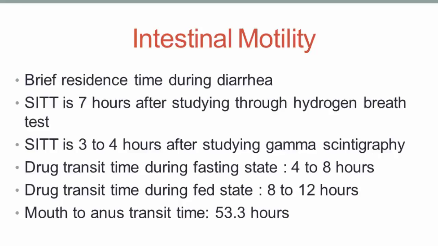The drug transit time during the fasting state on average is 4 to 8 hours, and during the fed state is 8 to 12 hours. And the average time taken for the drug to reach the anus is 53.3 hours. It takes that much time to reach from the mouth to the anus.